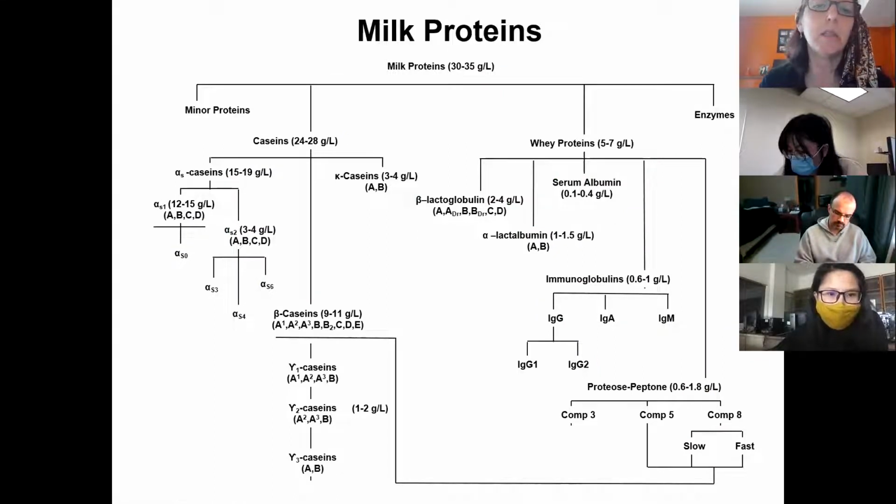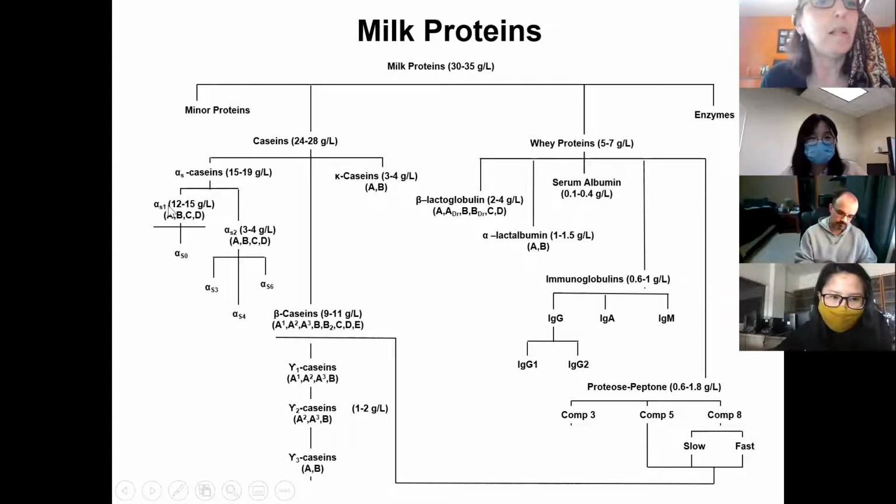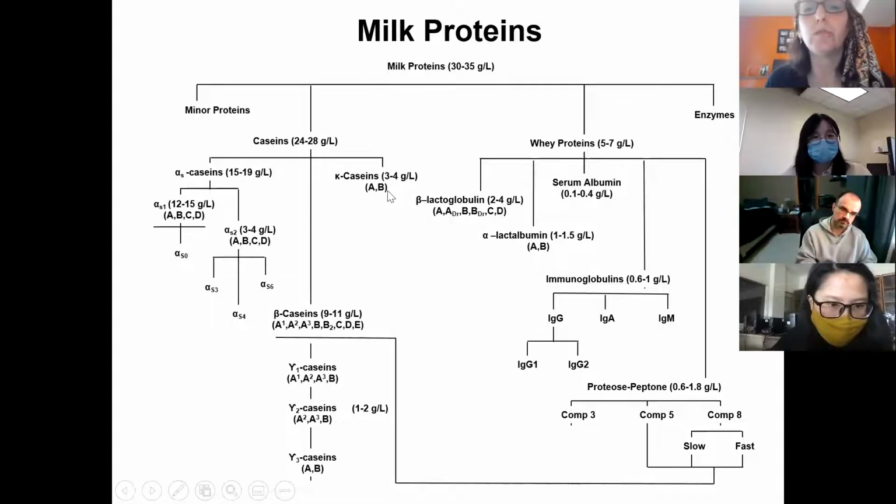This is another chart, a more detailed breakdown of the different proteins in milk. Minor proteins, enzymes, but mostly you have caseins and whey protein. Okay, in caseins, you have the alpha S caseins, alpha S1 and alpha S2. So this A, B, C, and D is basically genetic variants. Kappa casein, you have 2 genetic variants of it.